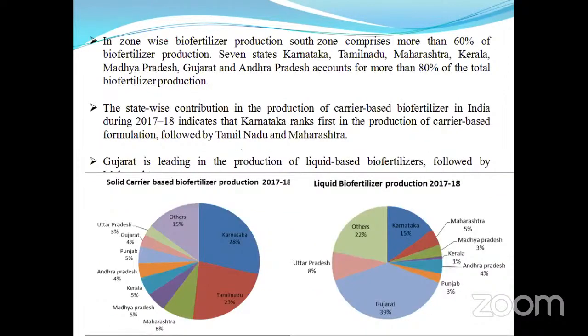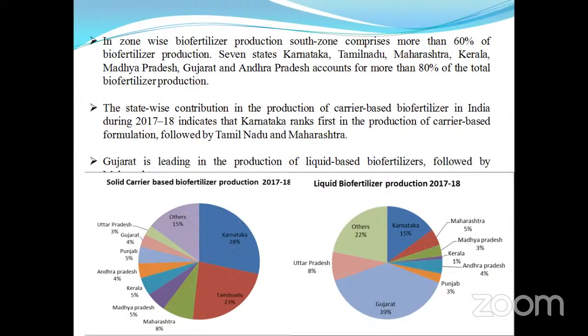In zone-wise production, the South zone comprises more than 60% of biofertilizer production in India. Our southern states, seven states including Karnataka, Tamil Nadu, Maharashtra, Kerala, Madhya Pradesh, Gujarat, and Andhra Pradesh, account for more than 80% of total biofertilizer production.